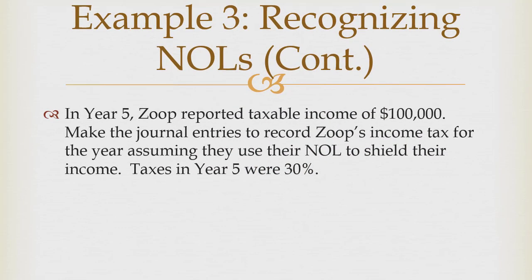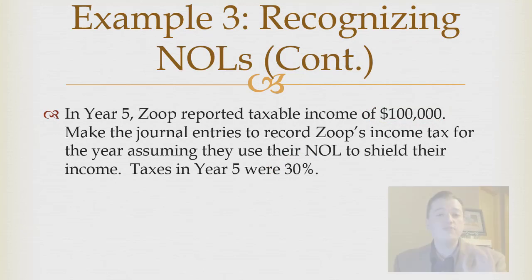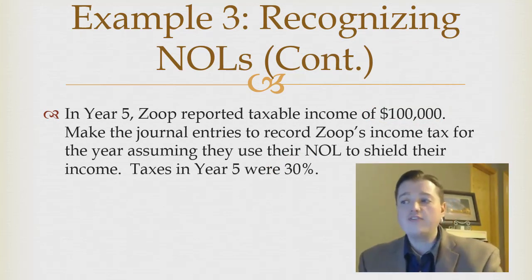If you remember from our last segment, Zoop had a $600,000 NOL, and they used up most of it. They used $350,000 of that $600,000 NOL to do a carryback and cover year 2 and year 3 taxable income. As we come into year 5, I still have an NOL carry forward of $250,000, and because the tax rate in year 5 is 30%, I think it's a good idea to use some of that $250,000 to cover this $100,000 of profit.